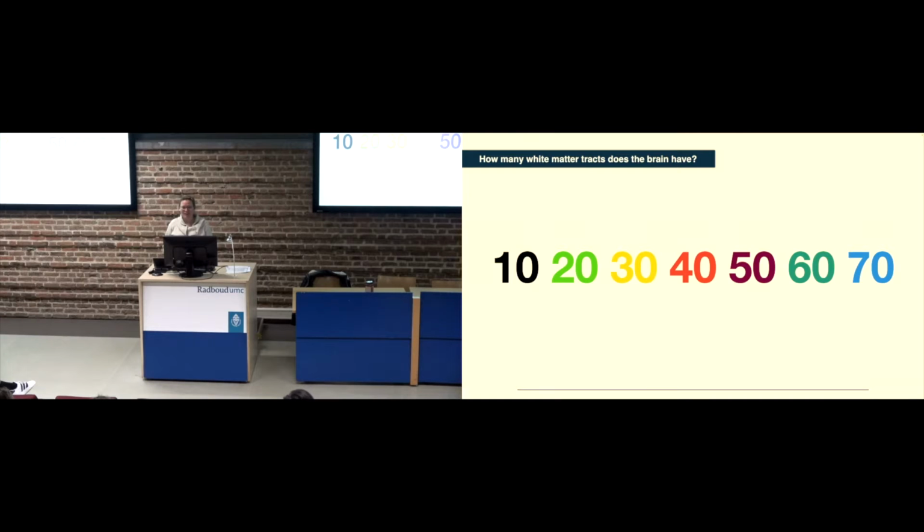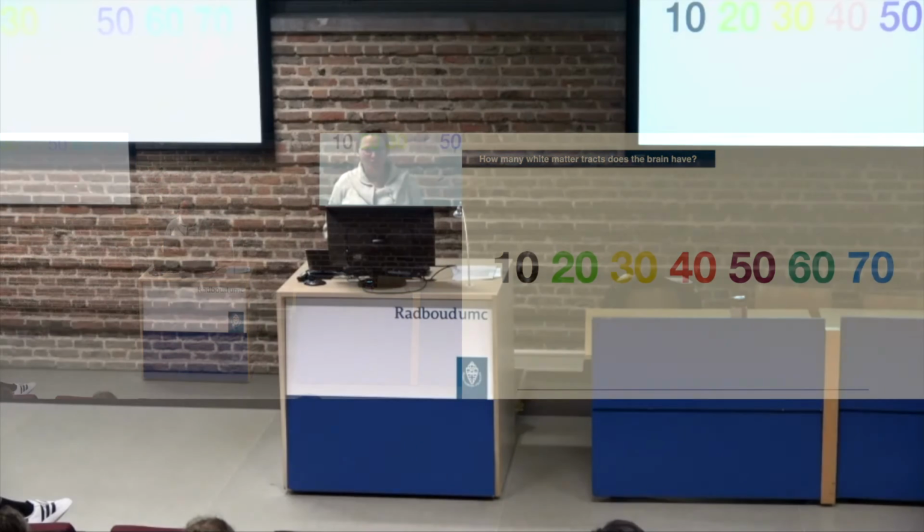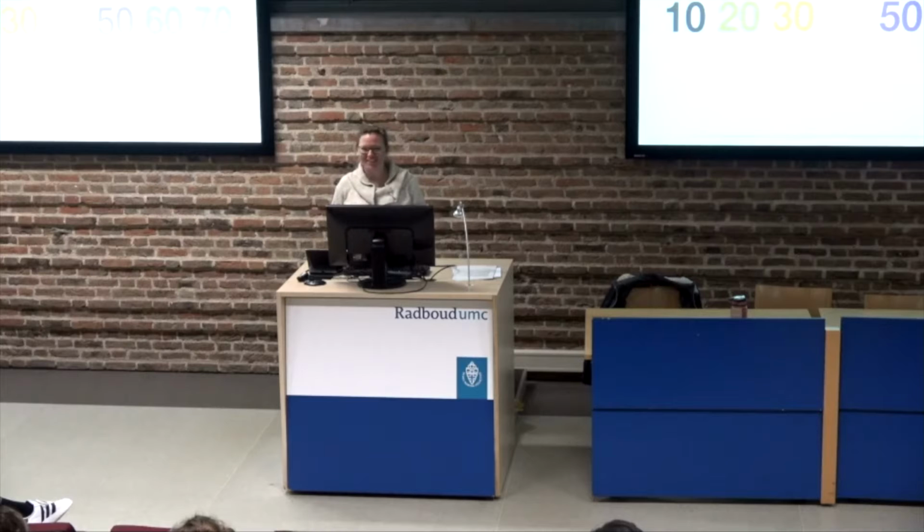Now, if we do the same thing for the connections of the brain, you can talk to your neighbors again. How many connections, as in tracts, do you think the brain has? We're going to go by show of hand again, starting with 10, 20, 30, 40, 50, well, one hand, 60, 70? Oh, wow. Why does everyone think it's 70? Who taught you that? Can you name them?